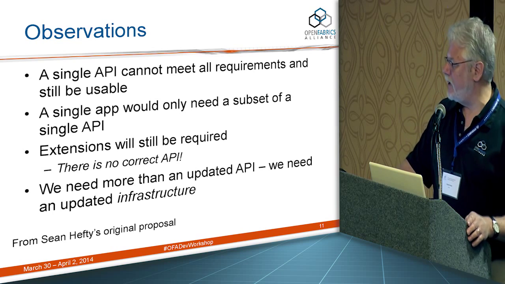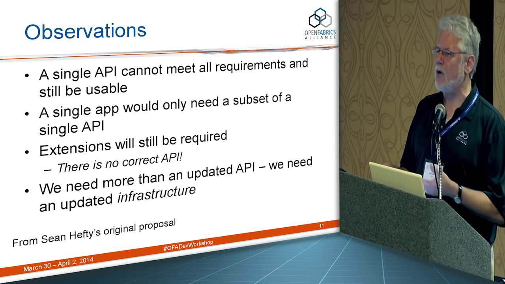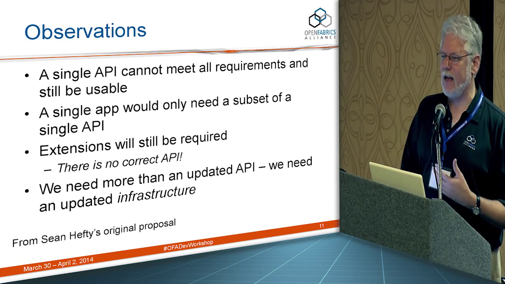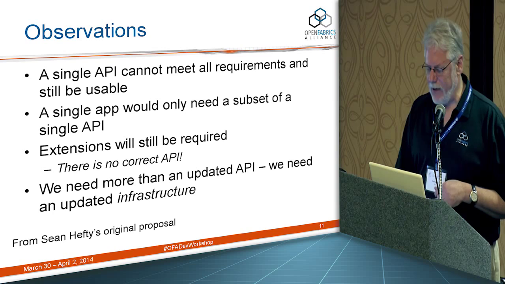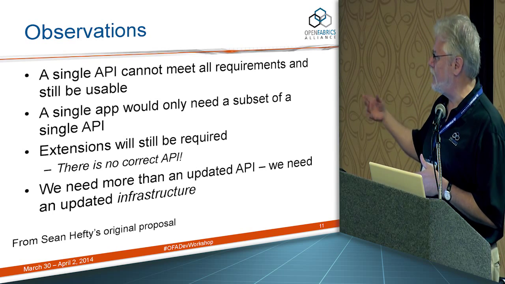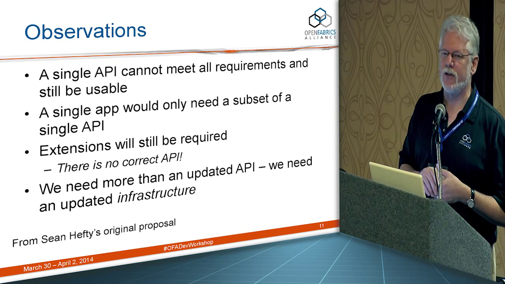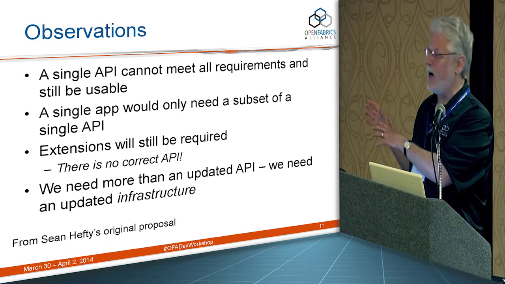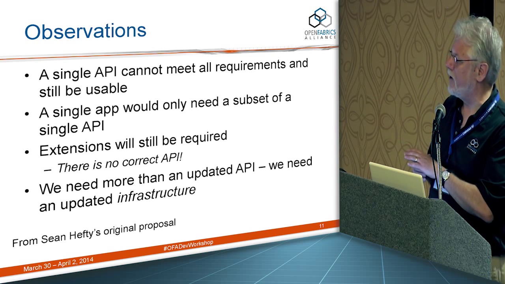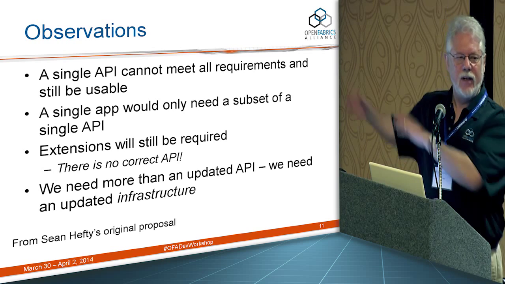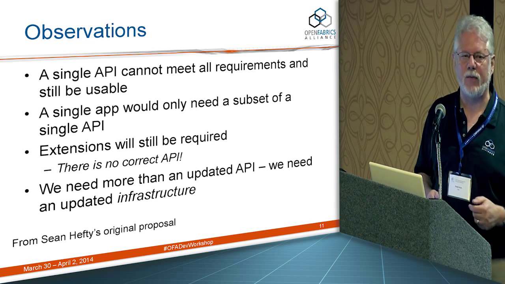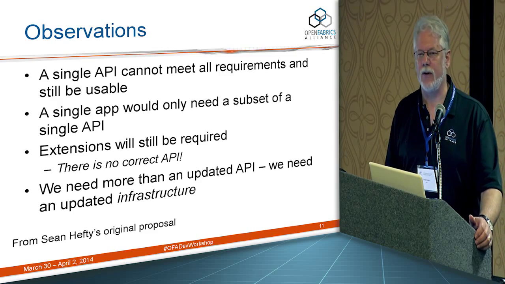So there's always going to be extensions required. There is no single correct API. There just isn't. There won't be. It can't be. And we need more than just an updated API. We need this notion of an updated infrastructure. So this sort of summarizes, in my mind, it falls into the category of a problem well stated is well on its way to being solved. This, to me, is the statement of the problem that we've been wrestling with verbs for a number of years now.